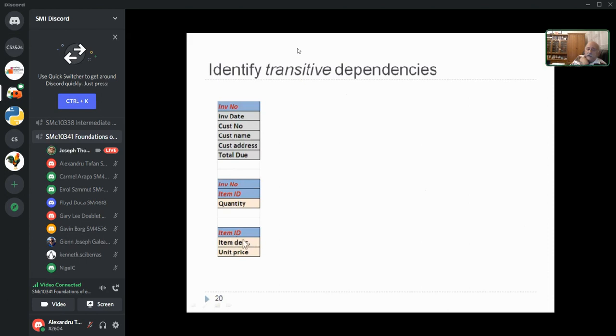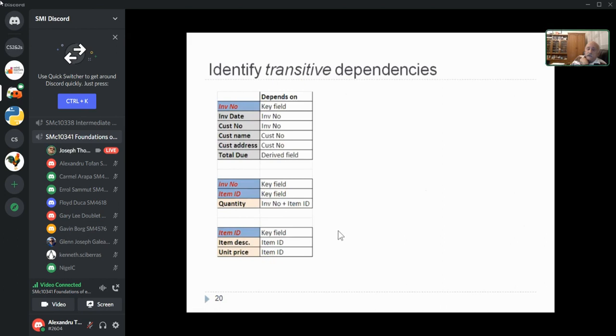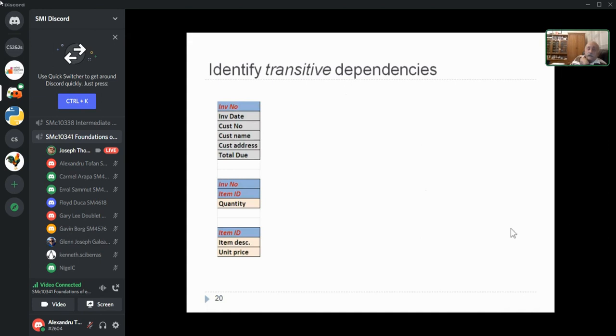Here, again, we don't have a problem because unit price does not give us a description of item description. It gives us a description of item ID. Item description gives us a description of item ID. So these two tables are already, oops, I preempted that. These two tables are already in third normal form. They have no transitive dependencies. If we look at this top table here, invoice date gives us a characteristic about invoice number. So it's okay.